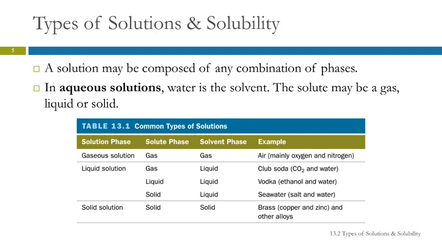You can also have mixtures of 2 or more solids. Like, how the heck do you get 2 solids to mix together? Well, you kind of have to heat them up and do stuff to them. But alloys, such as brass, pewter, even stainless steel, are all alloys. They're solid mixtures of different components.